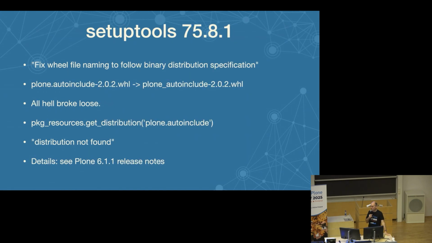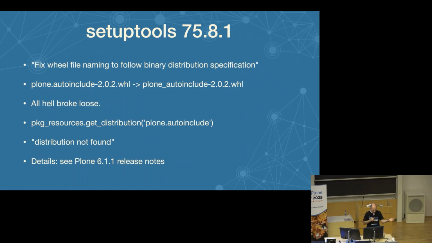So there are some positive things about setuptools, but every now and then you get a release like 75.8.1, a simple bug fix release. You look in the changelog: fix wheel file naming to follow binary distribution specification. Yeah, sounds innocent enough. But it's just, okay, instead of creating plone.autoinclude.wheel, you get plone_autoinclude.wheel, you upload that to PyPI. Fine enough, but yeah, all hell broke loose.